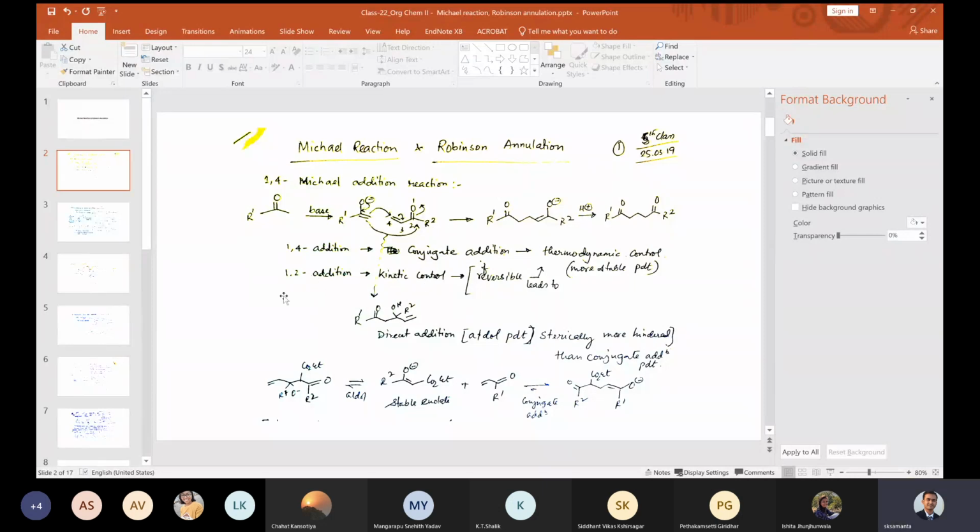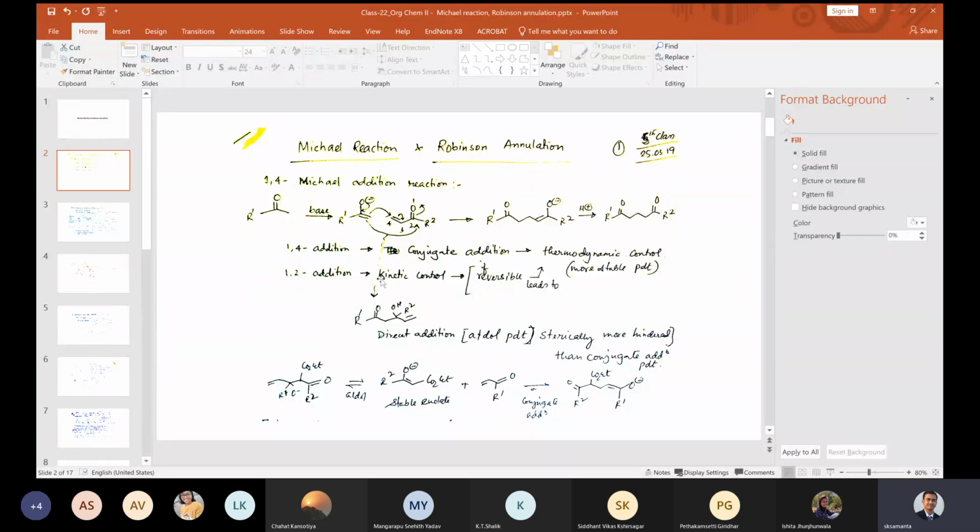Sometimes, if the reaction is reversible in nature, then once it forms the kinetically controlled product, over time it can go back to the thermodynamically controlled product. Let me give you one example.